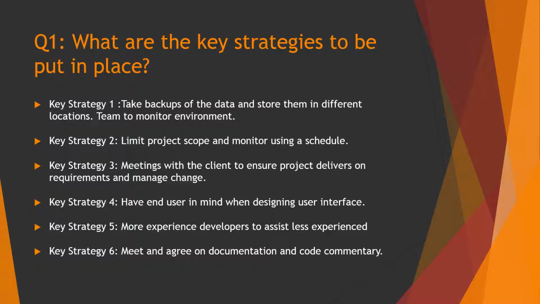So the fifth key strategy was to have more experienced developers assist less experienced developers because they'd identified a gap in the skill set. So they were going to use peer learning to address that. And the sixth key strategy was to meet and agree on documentation and code commentary. Effectively, they had no standards. They were going to meet and discuss what was required for code commentary as well as documentation. They did identify a need for code commentary, but didn't actually address that as part of the strategy.